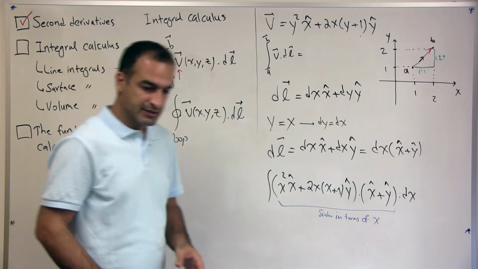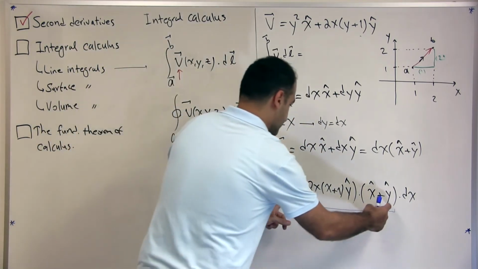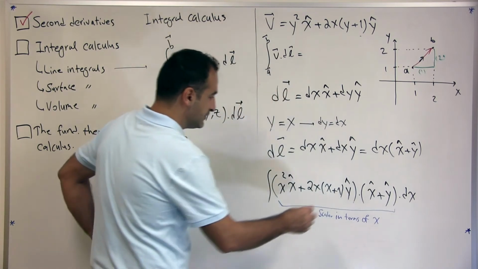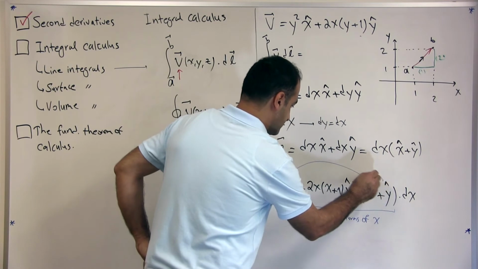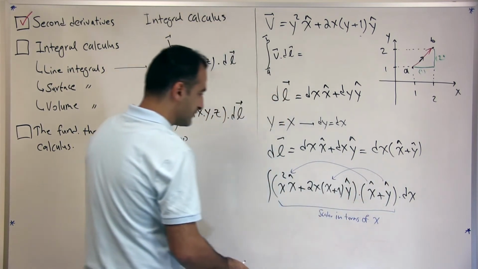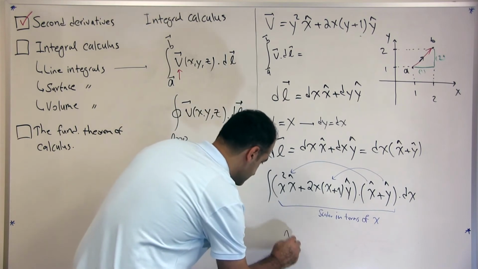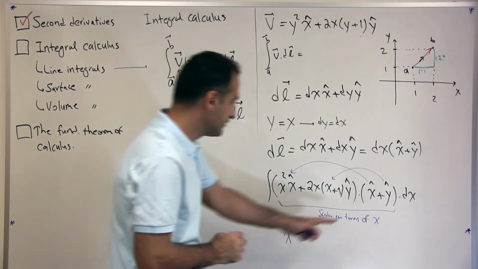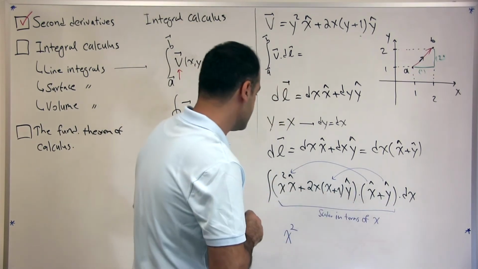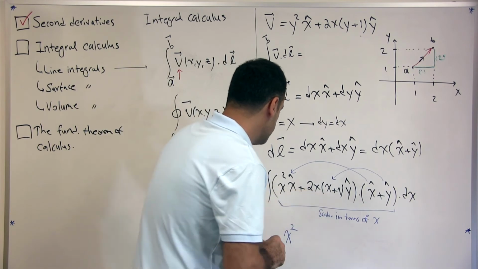So the integrand here, if I expand it, I need to multiply the like components and add them up. From the x hat components, I get x squared, and from the y hat component, I get 2x squared plus 2x.